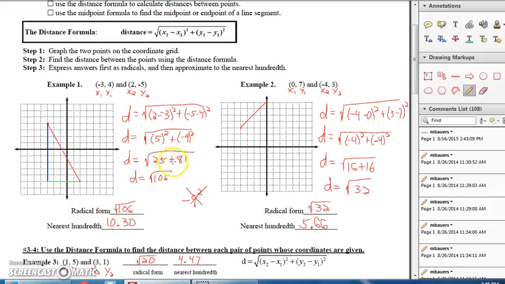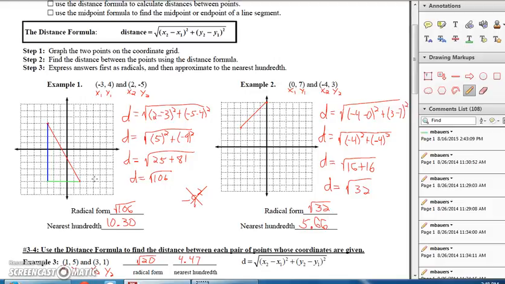Now we add these two numbers. So we have the square root of 106. We can't reduce this radical, so this is our radical form answer. But if we asked you to round to the nearest 100th, you would just go to your calculator, type square root of 106, and you get 10.30. Alright? So that's the distance from here to here. It's a little over 10.